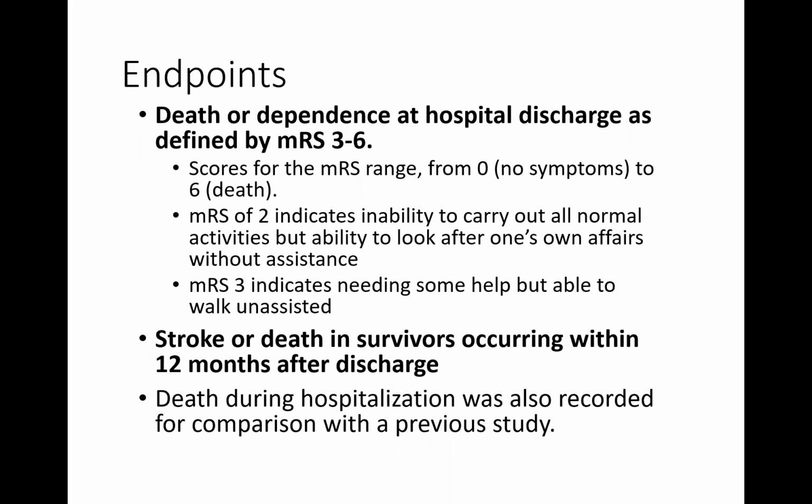So what do we use for endpoints? Well, we use two endpoints. The first one we used was status at hospital discharge, because we knew we could get that. The second one we used was stroke or death at 1 year, which we hoped to be able to get by chart review follow-up. We used the modified Rankin. For those of you not familiar with it, essentially a modified Rankin of 3 to 6 means not independent. And so that was our qualification endpoint, and we used stroke or death, which is a standard secondary prevention stroke study.